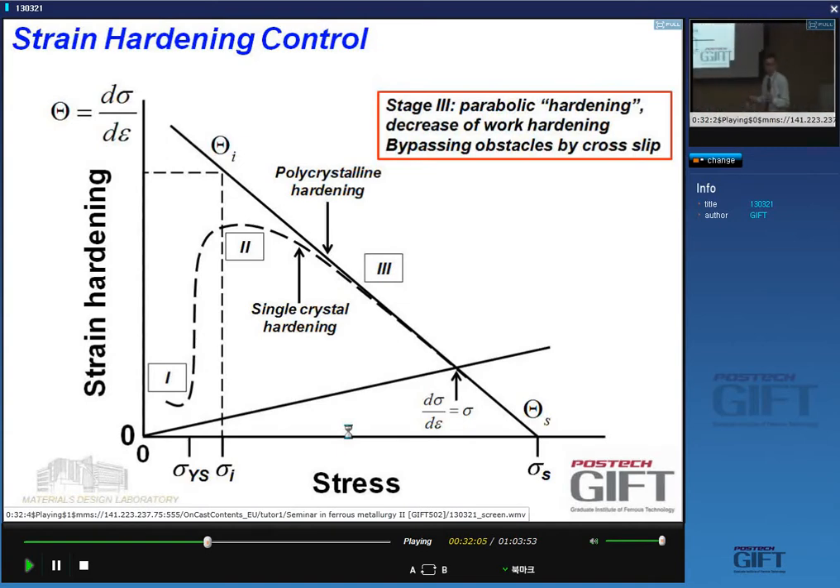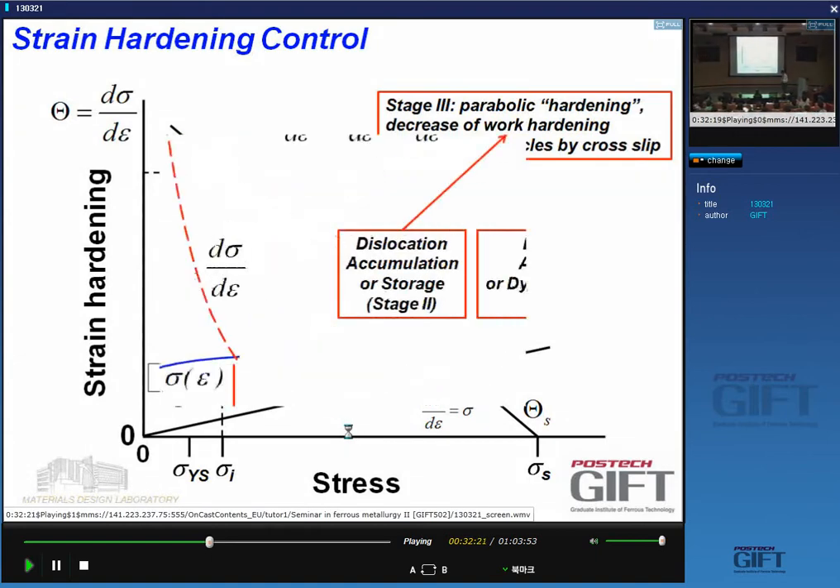Yes. In stage three, we call it parabolic hardening, but actually the work hardening goes down as you stress the material. So it goes down. The polycrystalline hardening is essentially stage three. And it's not a hardening, it's a softening. Okay?